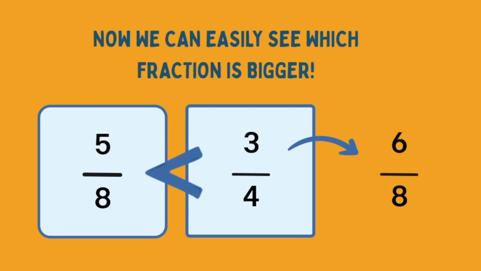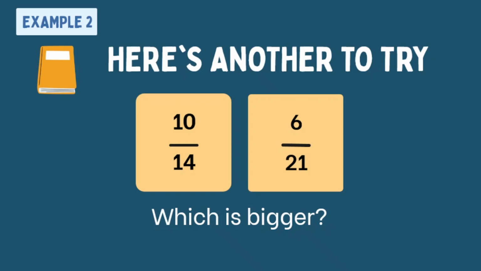All right, so let's have this example. Here is another example to try. We have 10 over 14 and 6 over 21. The question asks us which is bigger. Now, one thing you're going to look at in this case is that you see 21 and 14.